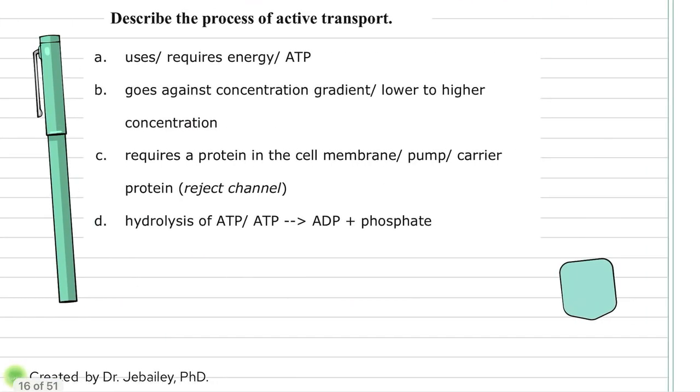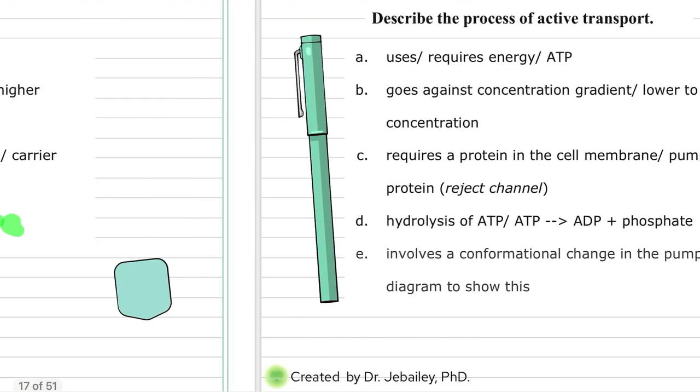Then hydrolysis of ATP. Now this is more advanced. Basically, it says to use ATP. But if you want to break down ATP, that is more cell respiration. If you get to that topic, then you're going to understand how you break down the ATP to get that energy. But don't worry so much about this one as long as you mention that it uses ATP.